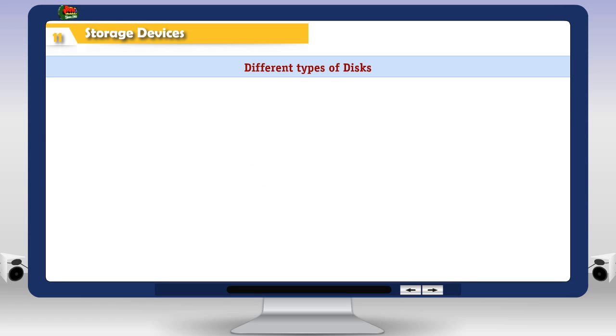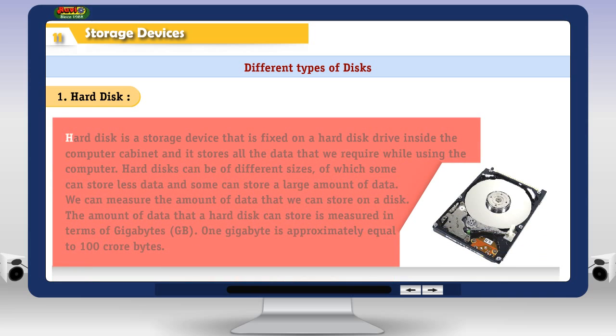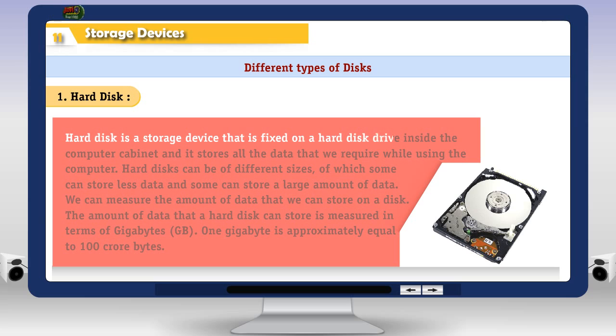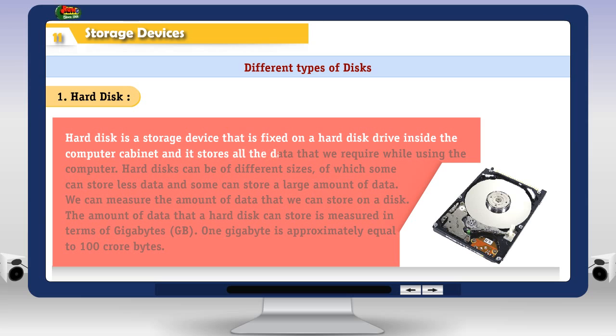Different types of disks. 1. Hard disk. Hard disk is a storage device that is fixed on a hard disk drive inside the computer cabinet, and it stores all the data that we require while using the computer.